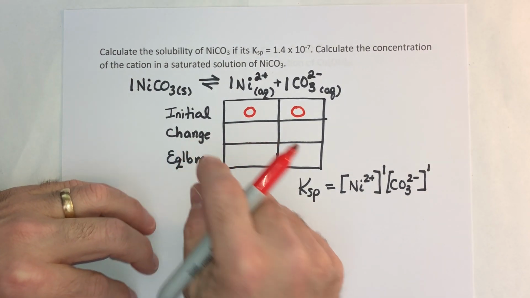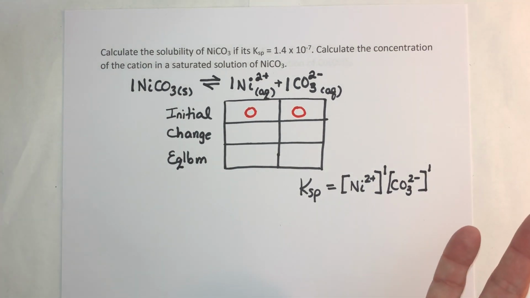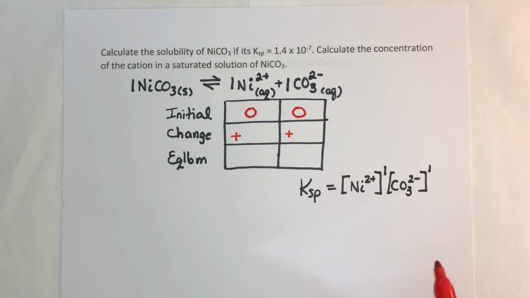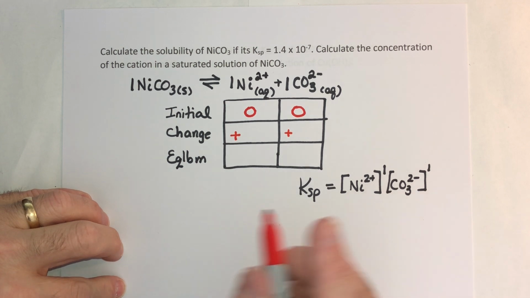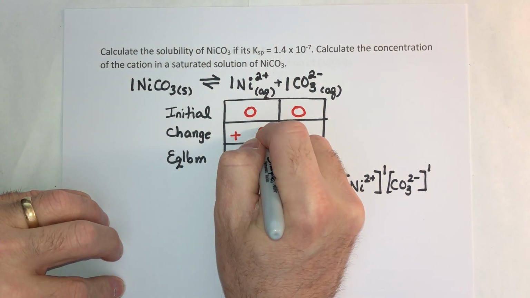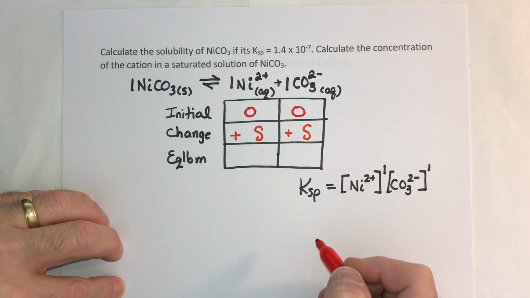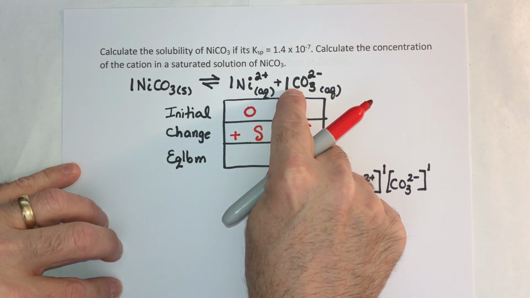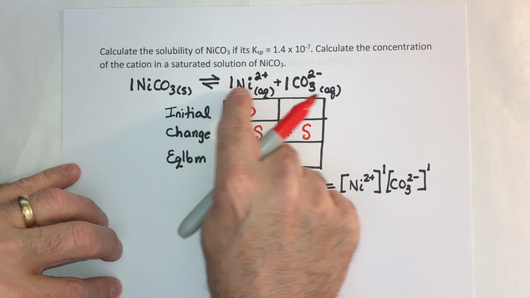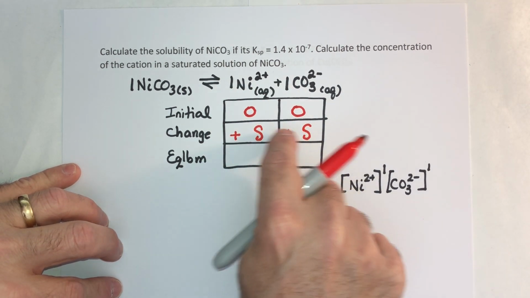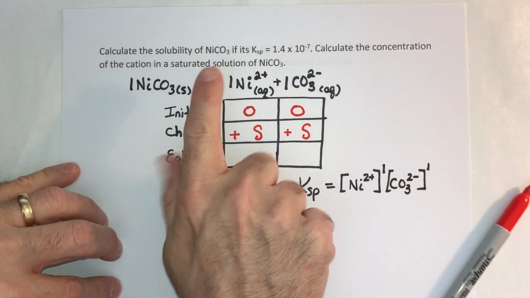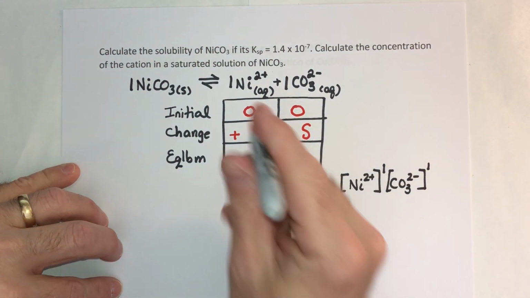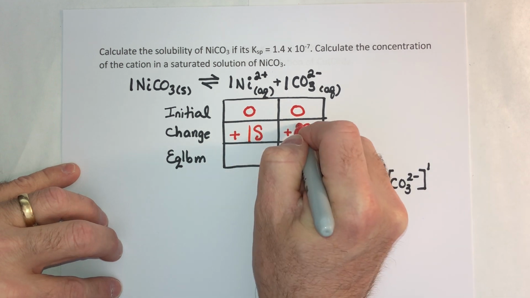Now let's talk about the change. The change happens because you now give this thing time to reach equilibrium. So you are going to gain some of the nickel 2 plus and you are going to gain some of the carbonate. How much are you going to gain? I don't know. So you have to give it a variable, and the variable that we like to use is S. Now for this problem, the amount of each one you get is dependent upon the balancing. So for this particular problem, you had 1 nickel for every 1 carbonate, so the change should be the same for both. But let's say for every 1 of these, you got 2 of these. So you'd get twice as much of your carbonate. Whatever numbers you use to balance the equation do go in front of your changes.